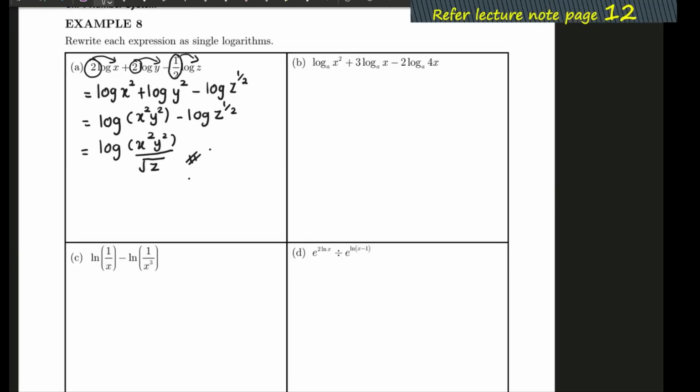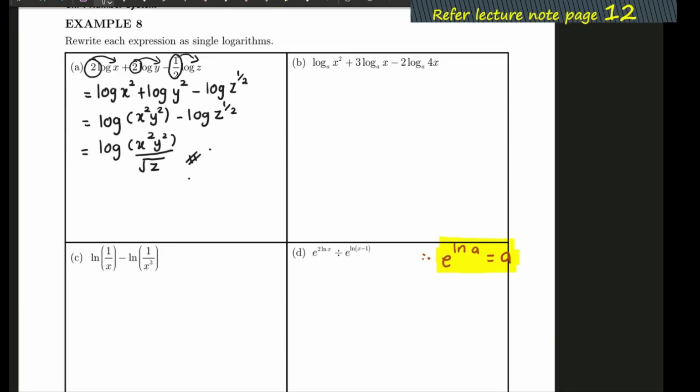Now we go to D. For D, please write this down. It is very important to write this down. We are going to use this property: E to the power of ln A will become A. Why? Try to search it by yourself. You can Google it or look for a video to understand why.